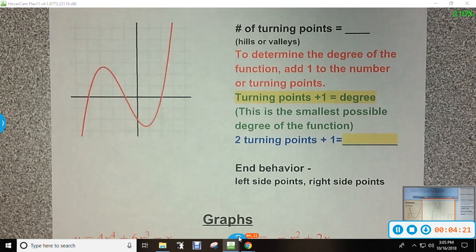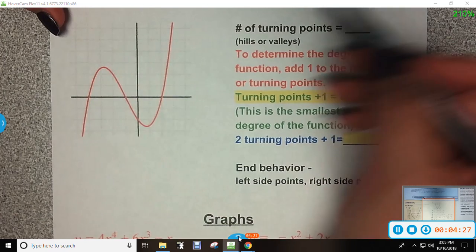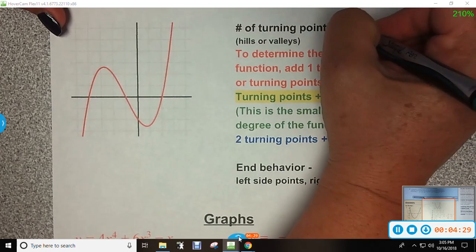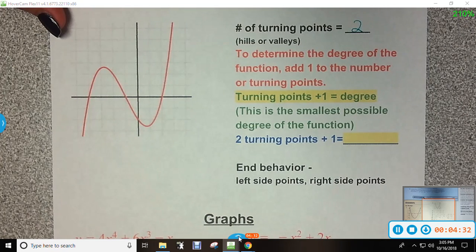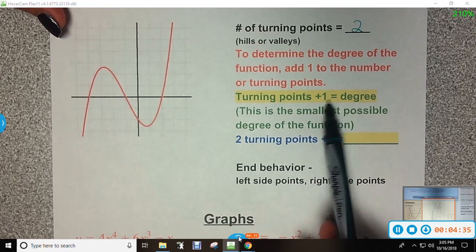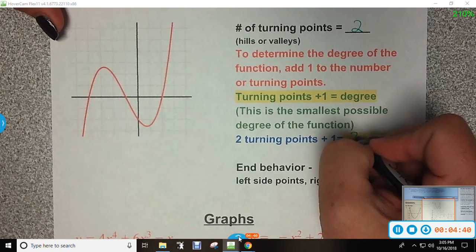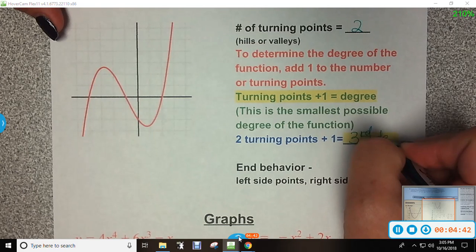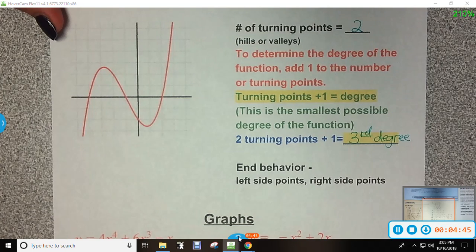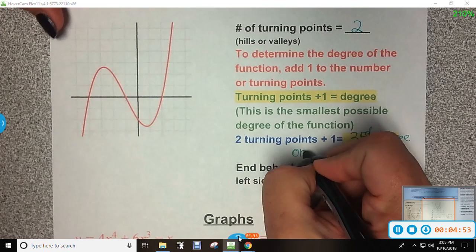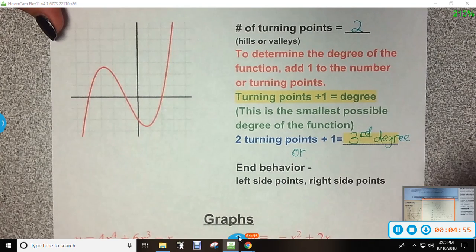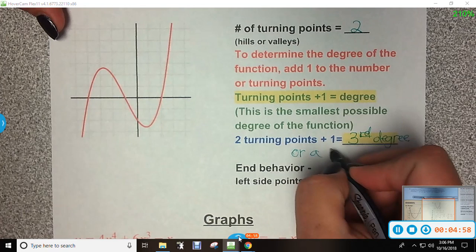So looking at this graph, how many turning points do we have? 2. I've got one hill, one valley. That's 2 turning points. So once again, I'm going to take the turning points plus 1 to get my degree. So 2 plus 1 equals 3. This is a third degree. Now, once again, looking at the graph, it looks and appears to be a third degree. However, it might also be a higher odd degree.